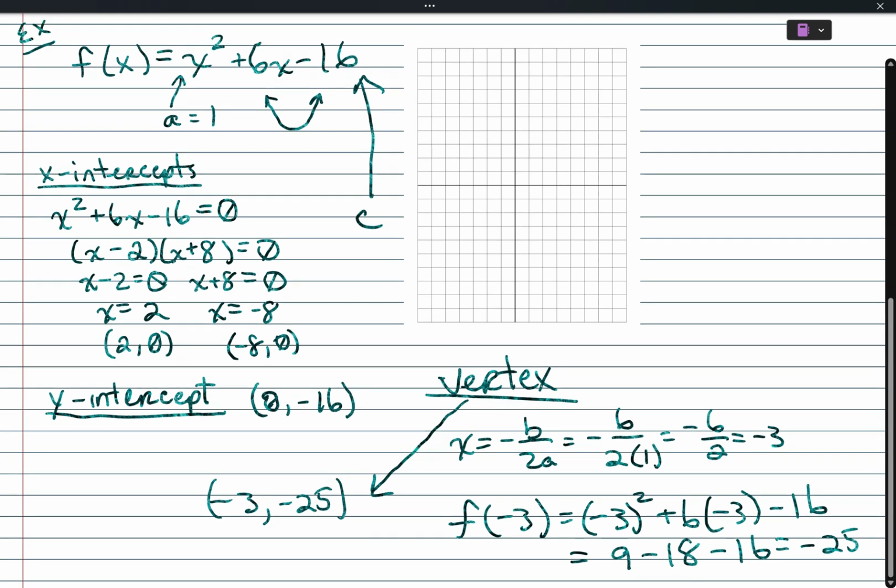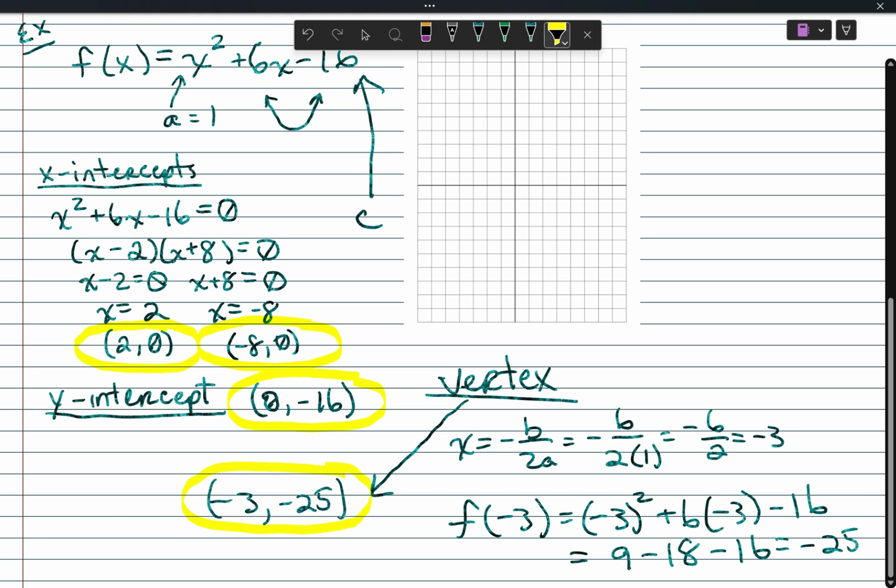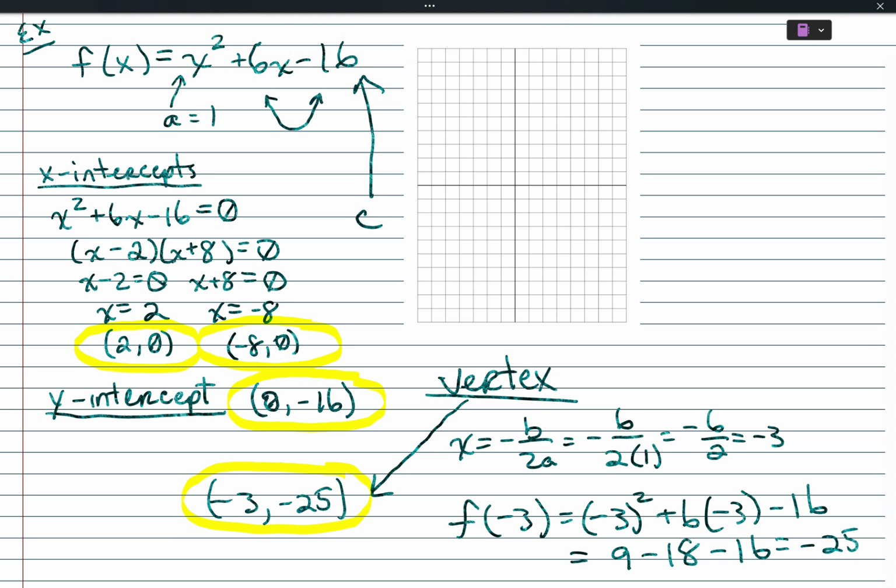So looking at all of this information, I'm going to highlight everything that I'm going to plot on the XY coordinate system. I'm going to plot the x-intercepts, the y-intercept. I'm going to plot the vertex as well. So let's go ahead. I think since the numbers are large, like 16 and 25, I'm just going to go ahead and use the origin, but count by twos.